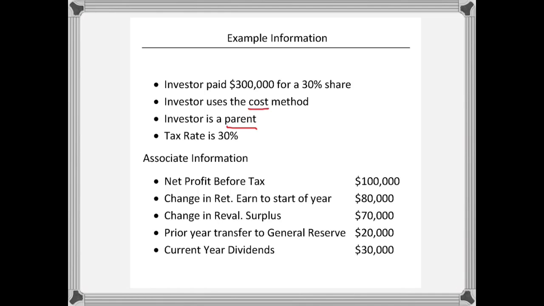The investor is a parent, which means all of these adjusting entries will happen in the consolidated financial statements. They won't happen in the investor's own financial statements. And we have a standard tax rate of 30%.